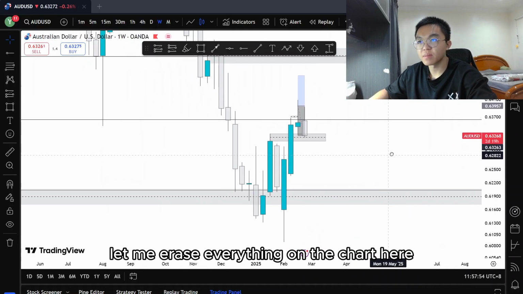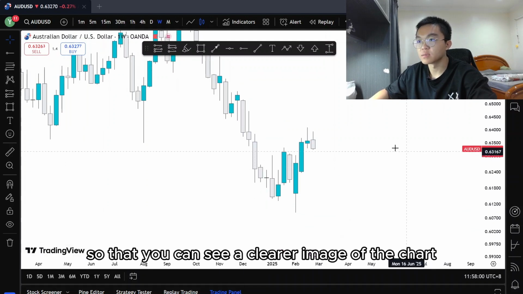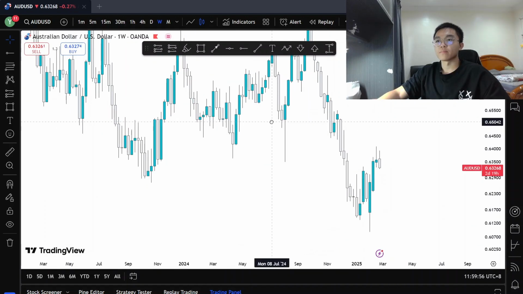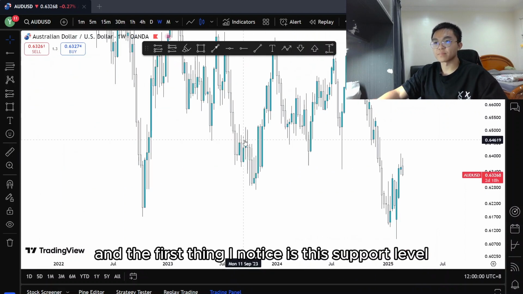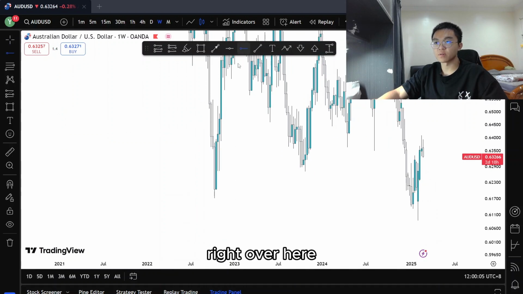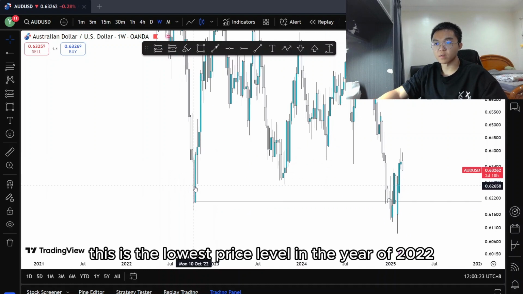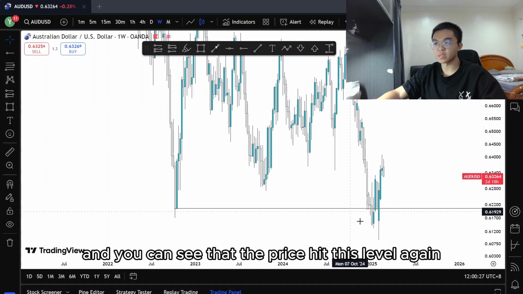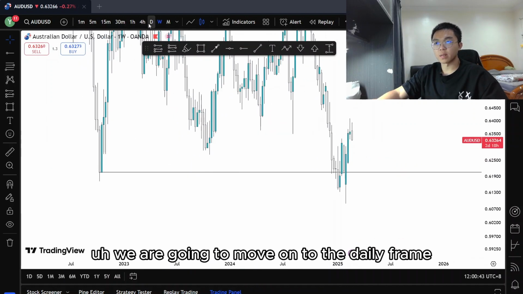Now before that, let me erase everything on the chart here so that you can see a clearer image of the chart. Now this is the weekly time frame, and the first thing I noticed is this support level right over here, where you can see this is the lowest price level in the year of 2022, and you can see that the price hit this level again and formed some bullish momentum. Now we are going to move on to the daily time frame.